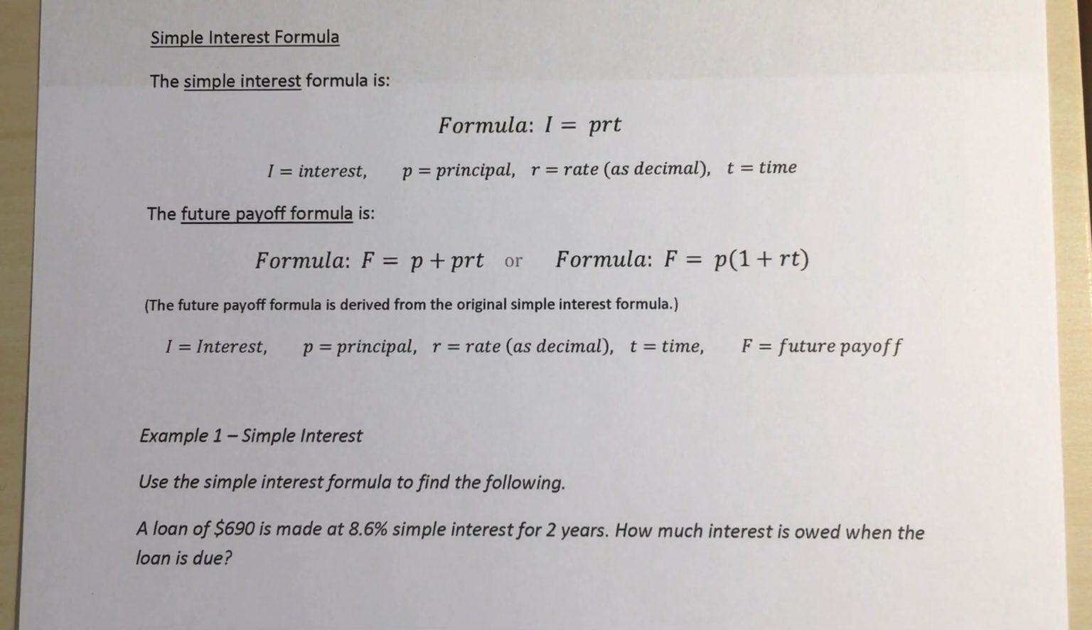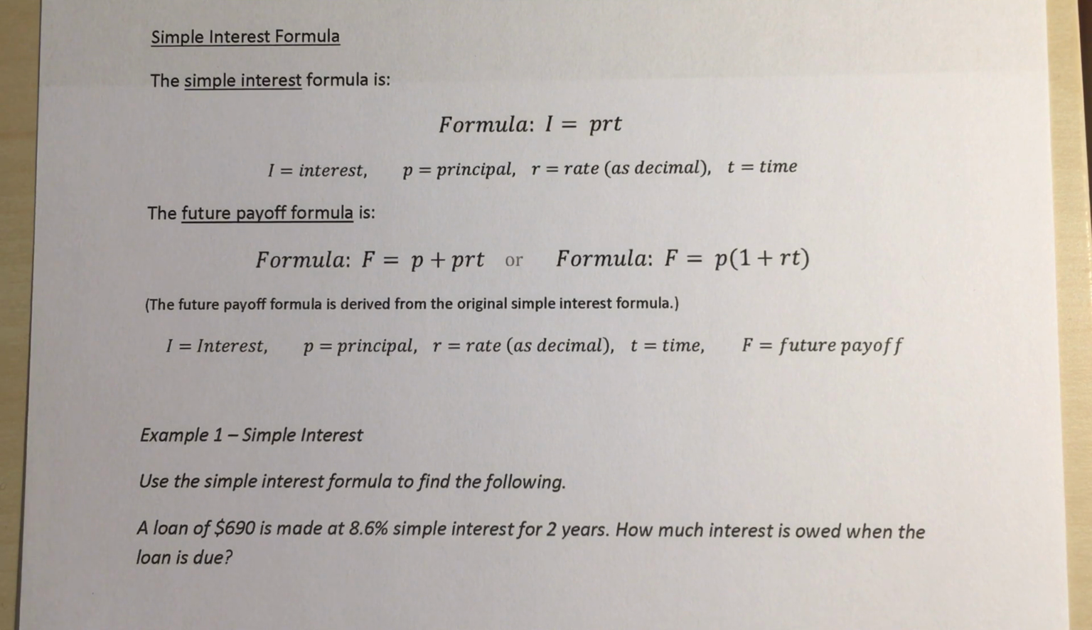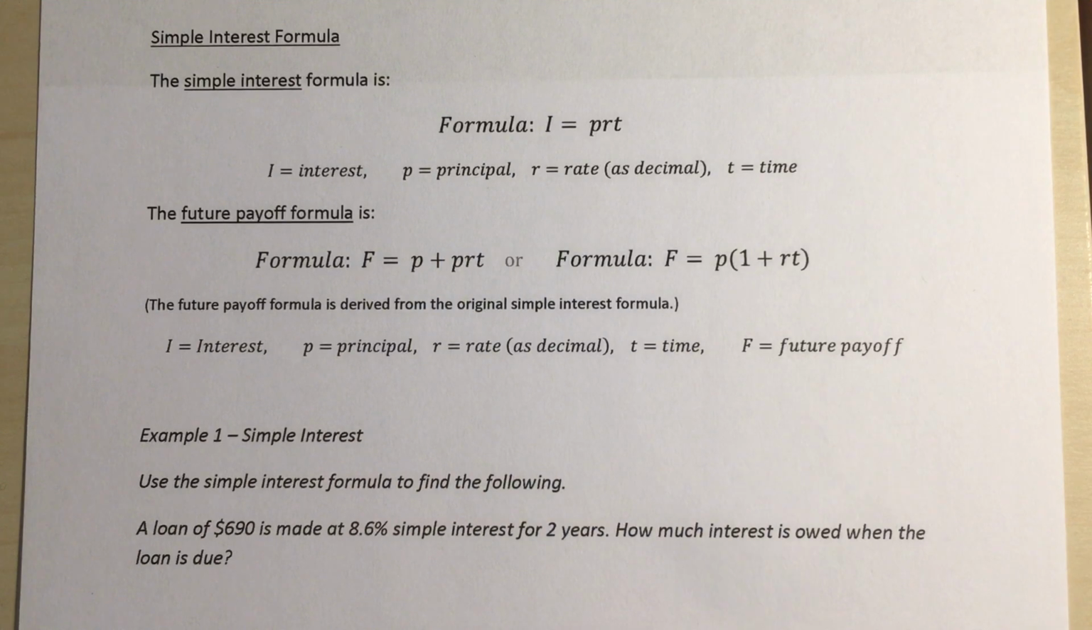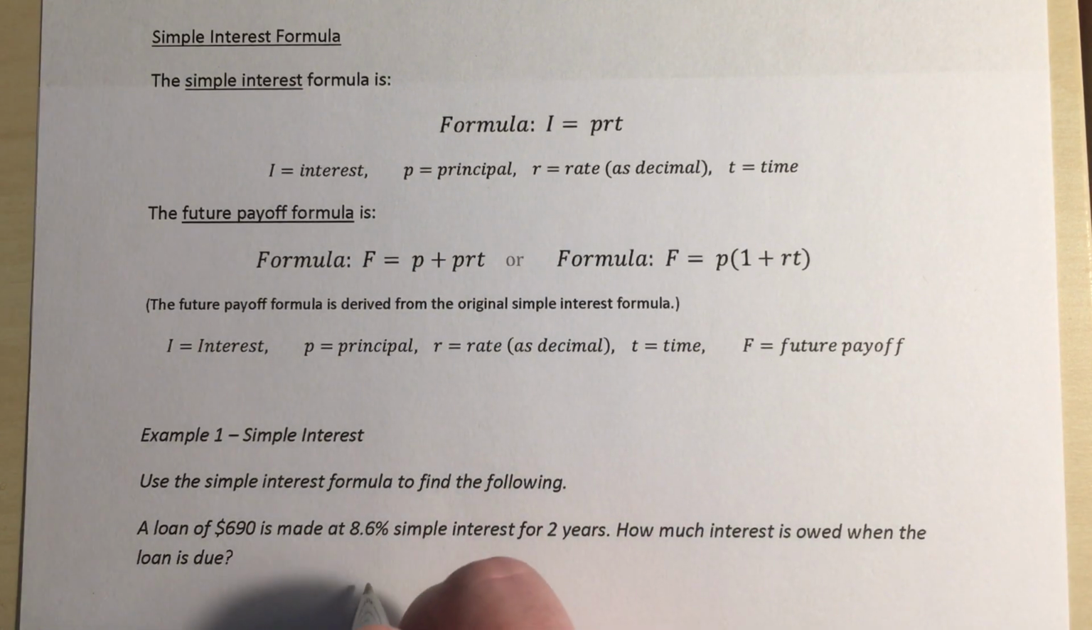Okay, so now that we have defined all of our different definitions, talked about our abbreviations, talked a little bit about our simple interest formula, we're going to go through and do some applications. For example 1, we are going to use our simple interest formula to find the following. A loan of $690 is made at 8.6% simple interest for 2 years. How much interest is owed when the loan is due? We're going to use our simple interest formula, I equals P times R times T.